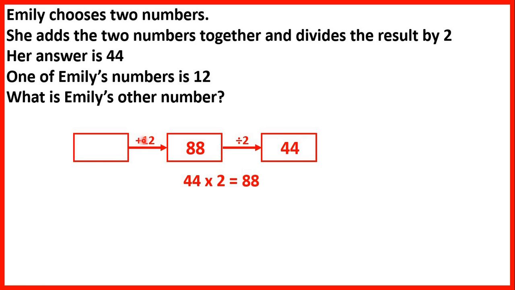Now something plus 12 is 88. We're working backwards, so we can work out 88 minus 12, and that gives us 76. So Emily's other number is 76. She's added 12 to make 88, and then divided by 2 to get 44.